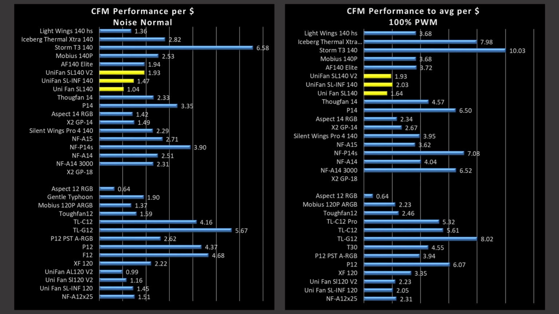So LianLi has made itself into this sort of luxury fan brand, where their fans are incredibly pretty. I particularly like the RGB on the Infinity series, but unless I went full liquid cooling, personally, I wouldn't devote the expense to buying them. That's just my thought. They just don't have enough performance to justify the expense. So you're welcome to do whatever you want. It's just my opinion on the matter. They are very pretty, but they don't have the performance that matches their prettiness.